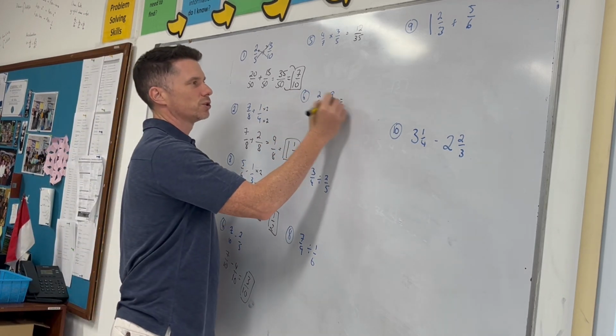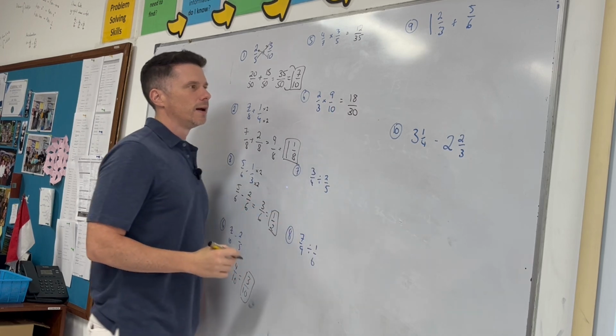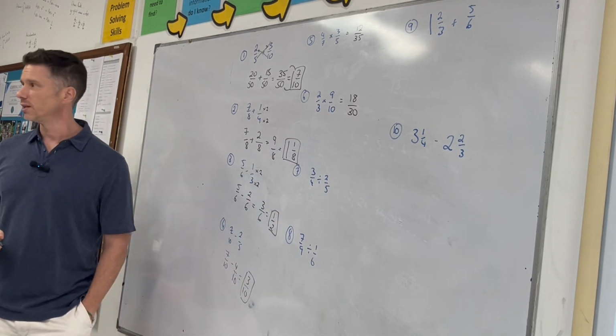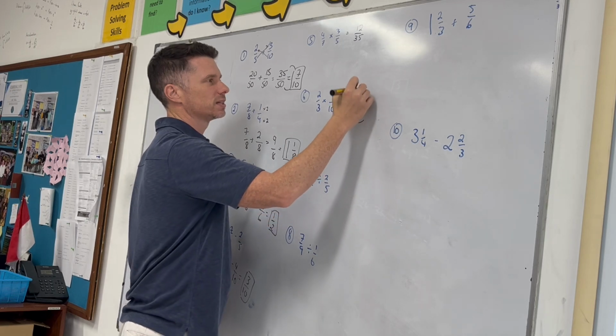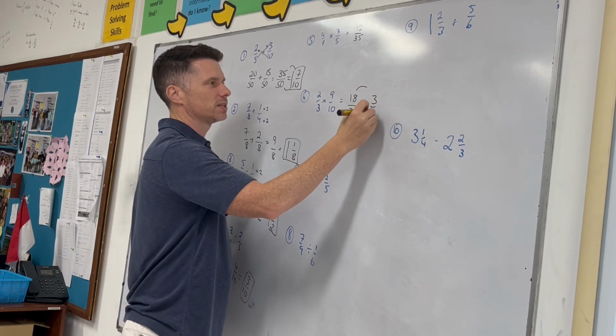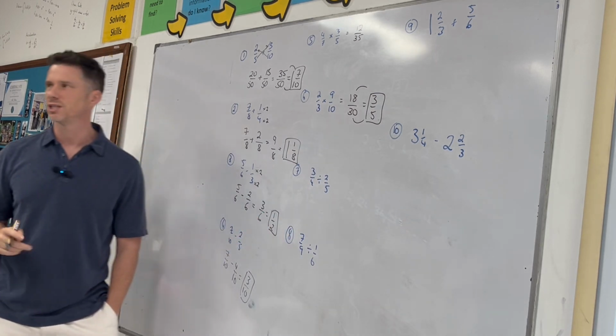This one, if I go straight lines, I get 18 and I get 30, but I can simplify this one. I can divide by 6, I think. 6 and 6. 6 divided into 18 goes 3 times. 6 divided into 30 goes 5 times. And I'll only accept 3/5, fully simplified.